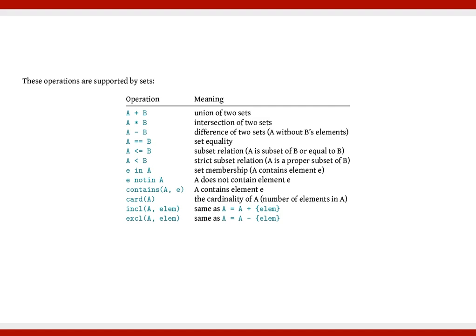e in A: set membership, A contains element e. e notin A: A does not contain element e. contains(A, e): A contains element e. card(A): the cardinality of A, the number of elements in A. incl(A, elem): same as A = A + {elem}. excl(A, elem): same as A = A - {elem}.